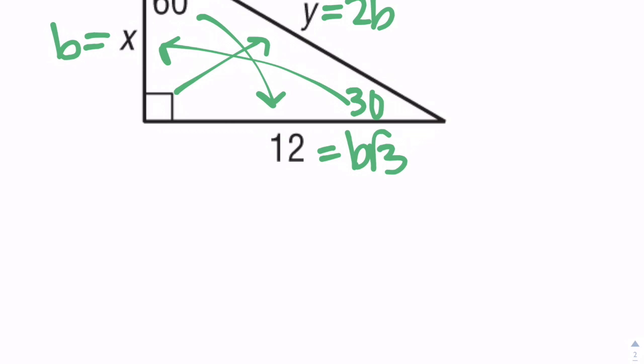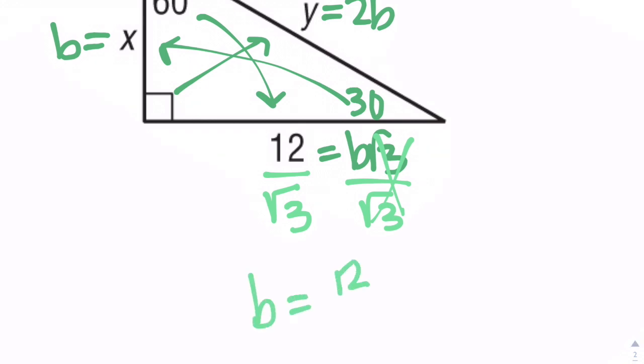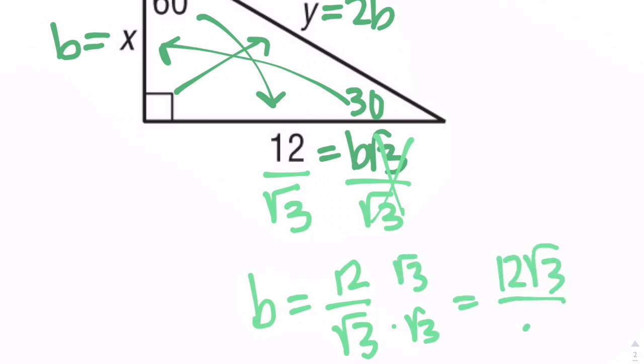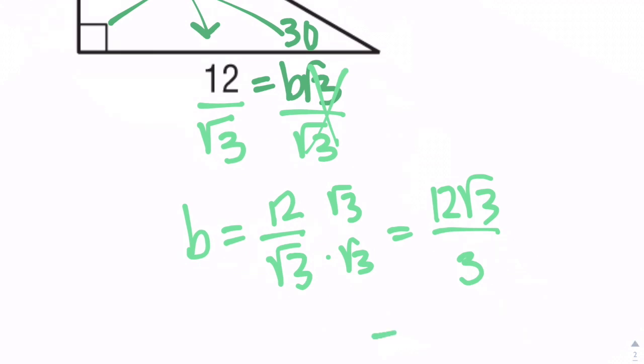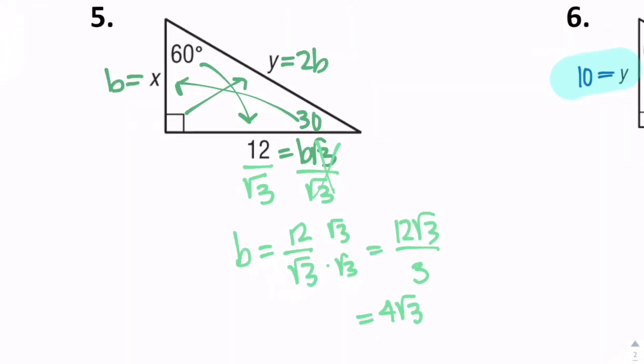If 12 is equal to B root 3 and I need to solve for B, I'm going to divide by root 3. So I have B is equal to 12 over root 3, but I need to rationalize. So I've got 12 root 3 over 3, and then quickly simplify, B is equal to 4 root 3. So that's what B is, I'm going to plug it in for x and y.